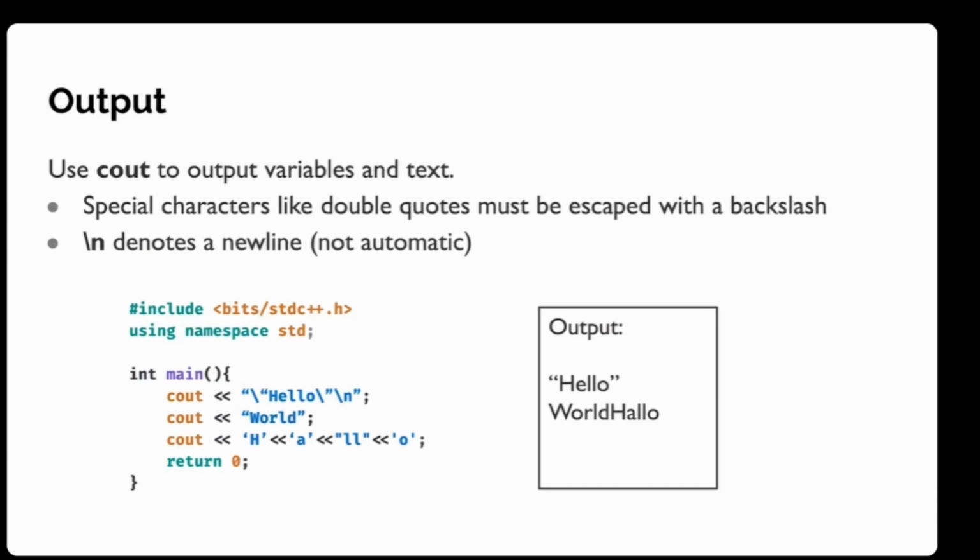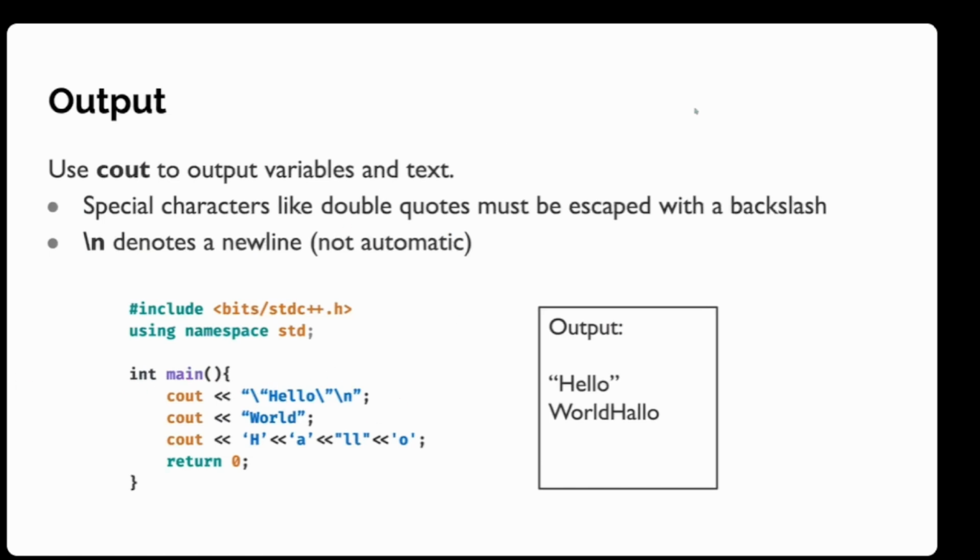So use cout to output variables and text. It is cout, and notice that now it's a less than symbol. It's not a greater than symbol. So take note of that. cin is the other way around. cout's the other way around.